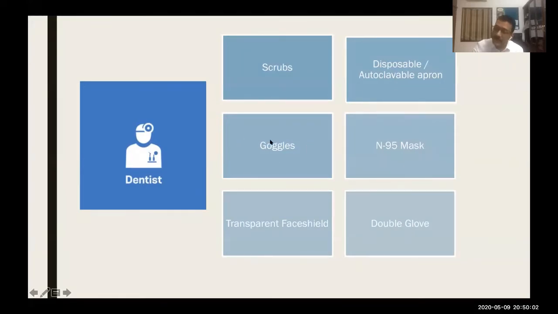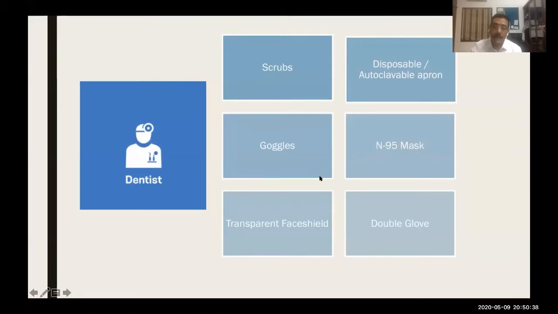Goggles are a very essential part of the protection protocol, and once we go inside the practice, N95 is essential. Definitely no cloth mask. If you are very safe with the patient, if the patient does not give any history, or you are very sure that the patient is not having any doubtful symptoms, then a 3-ply surgical mask is okay. But to be on the safer side, N95 at all times is the best, definitely.